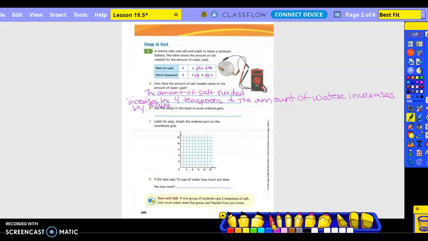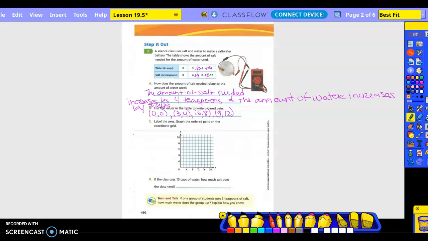So, use the values in the table to write ordered pairs. So, our first ordered pair would be what? 0, 0. Next one would be 3, 4. Next one would be next. Okay, so you need to make sure you pay attention on that, because a lot of you guys listed the numbers, and sometimes you didn't put the ordered pairs. Okay, so ordered pairs with parentheses. Label the axis, graph the ordered pairs.